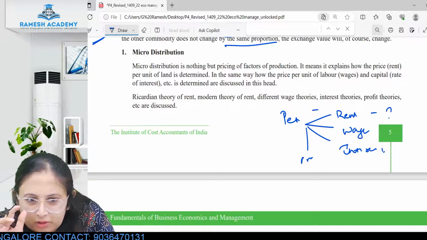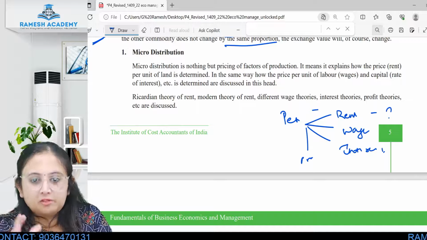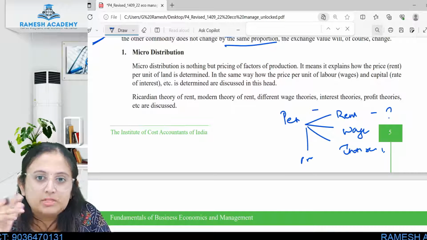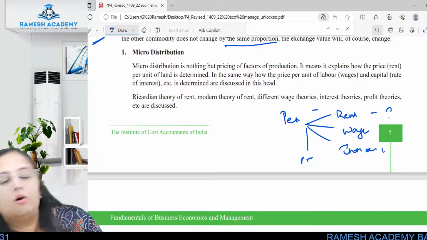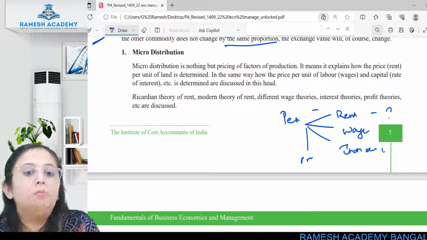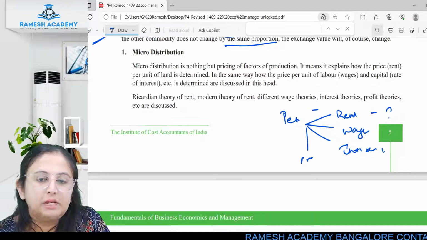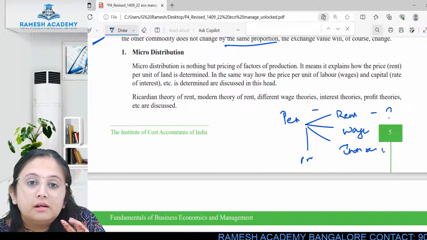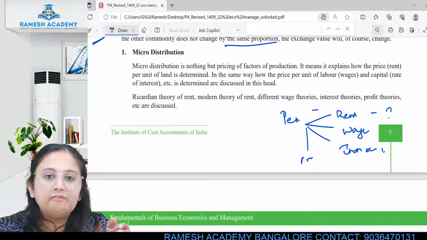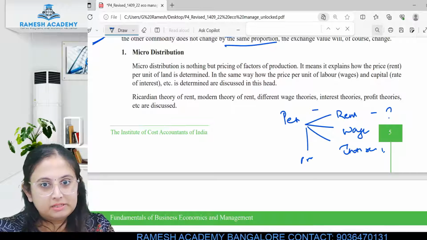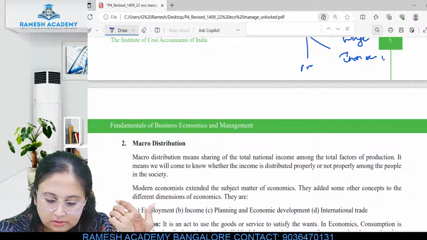So for my business or my manufacturing unit, what are the factors of production, how I am distributing, how much rent I am giving to my landlord, how much wages I am giving to my workers, how much profit I am getting at the end of the day, how much interest I am paying on what I have taken as a loan. All these things are considered in micro distribution. Micro means only a small area, or only one business, related to one particular industry. So next we will go to macro distribution.